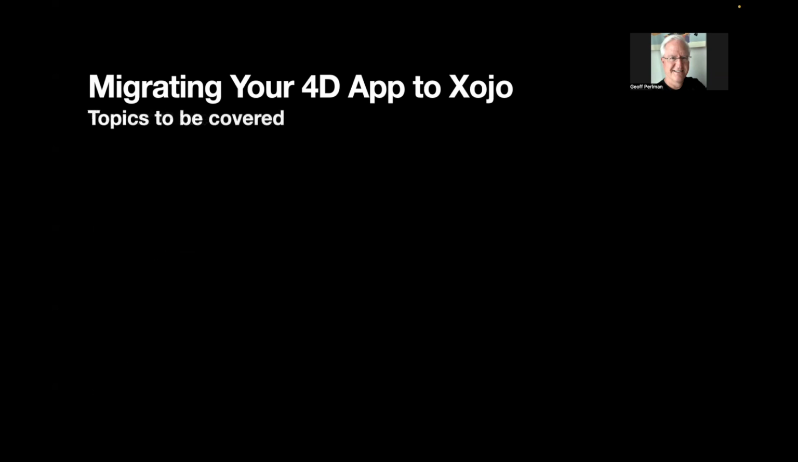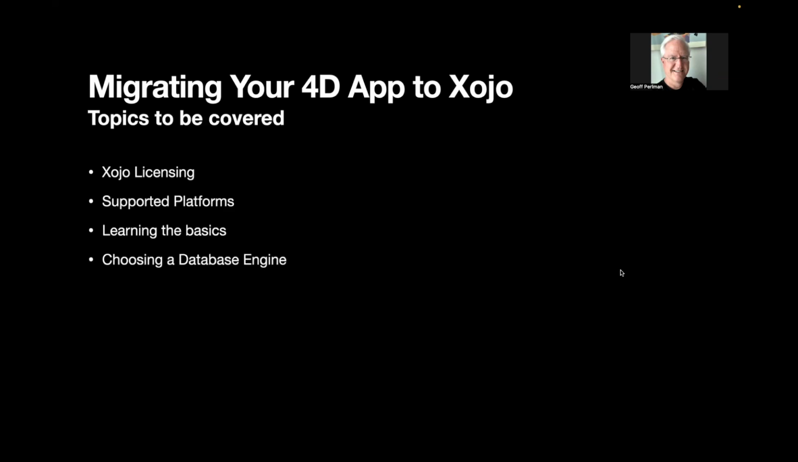All right, what are we going to cover today? Well, first, we're going to talk about Xojo licensing, because I know that's a big deal. We're going to talk about what platforms we support, learning the basics, choosing a database engine. If you're coming off of 4D, then you're not going to be using 4D anymore, and so you're going to need to pick a database engine. We'll talk about that. If you're using plugins in 4D, what do you do about your plugins? If you're using the 4D modules, what do you do about that? And porting your database structure / schema to the database engine of your choice. How do you do that?